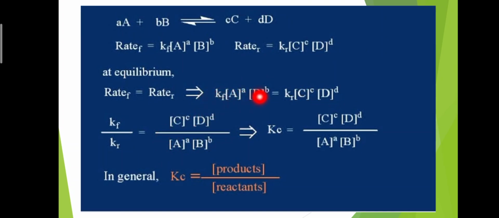By rearranging this equation, we get Kf over Kr, which is equal to CD over AB. Kf over Kr is the ratio of the rate of forward and the rate of reverse, which is equal to Kc, that is the equilibrium constant, which is equal to CD over AB. In general, Kc is the ratio of the products and reactants.